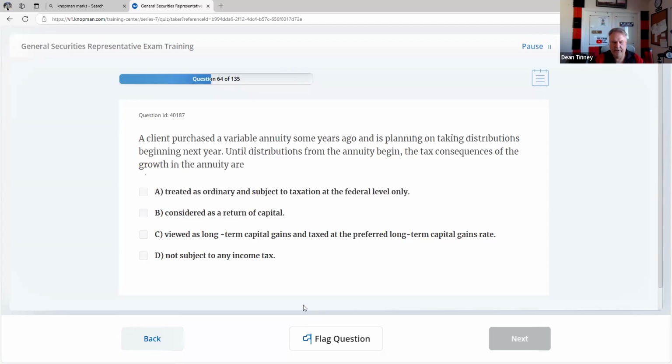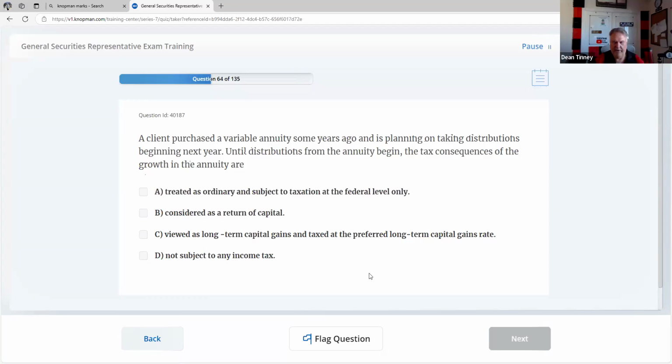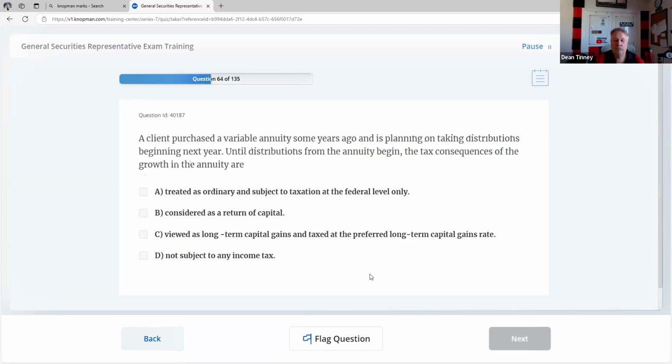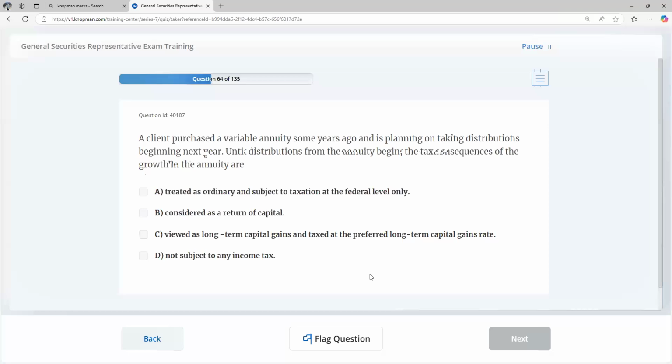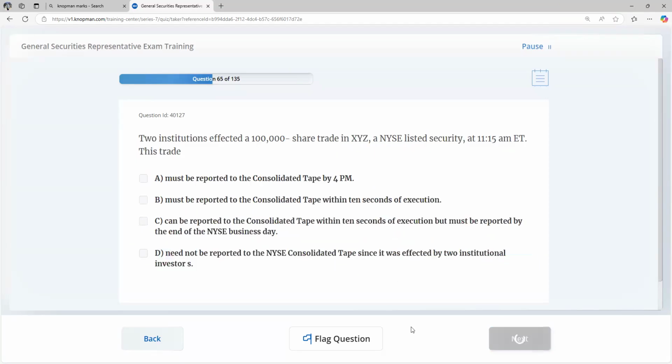A client purchased a variable annuity some years ago and is planning on taking distributions beginning next year. Until distributions from the annuity begin, the tax consequences of the growth of the annuity are... She's planning on taking distributions next year, but until they begin, that's the key phrase. Isn't the growth in the annuity ordinary? I'm kind of between it's ordinary income or it's not subject to tax. It's going to be ordinary when she takes it. Okay, that's what I thought. Yeah, it's growing tax deferred.